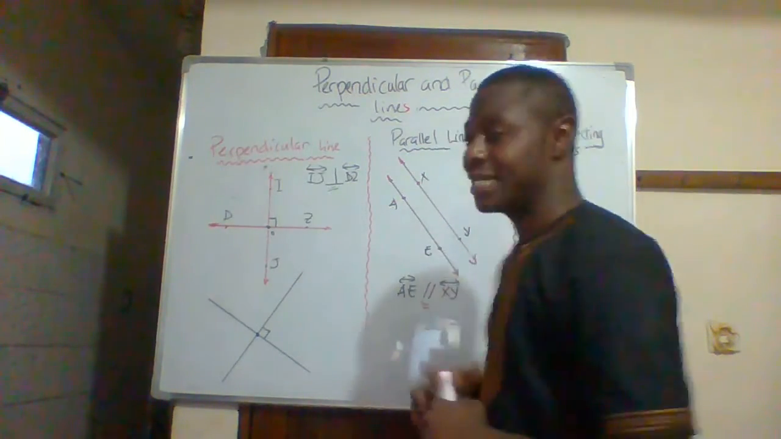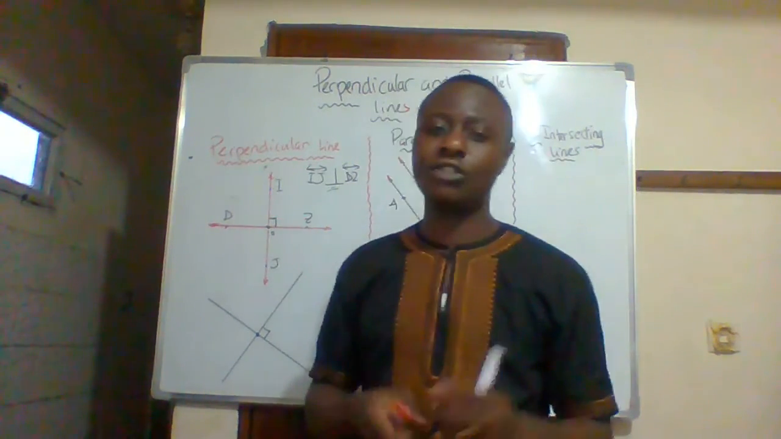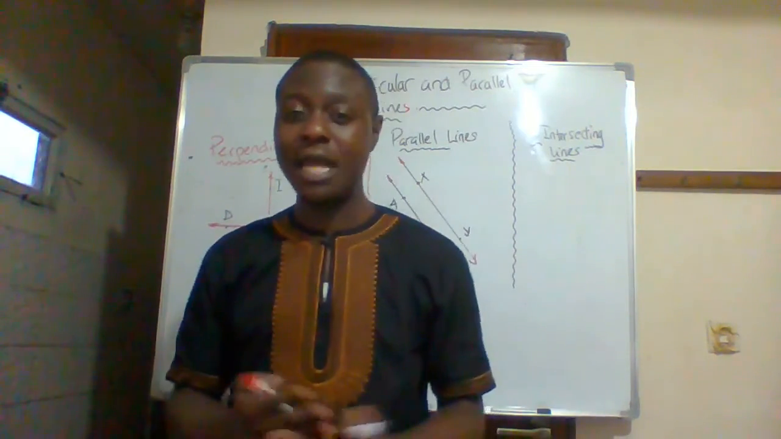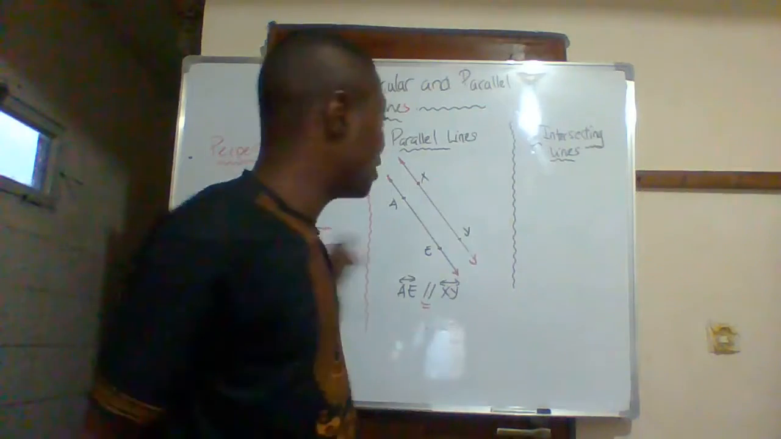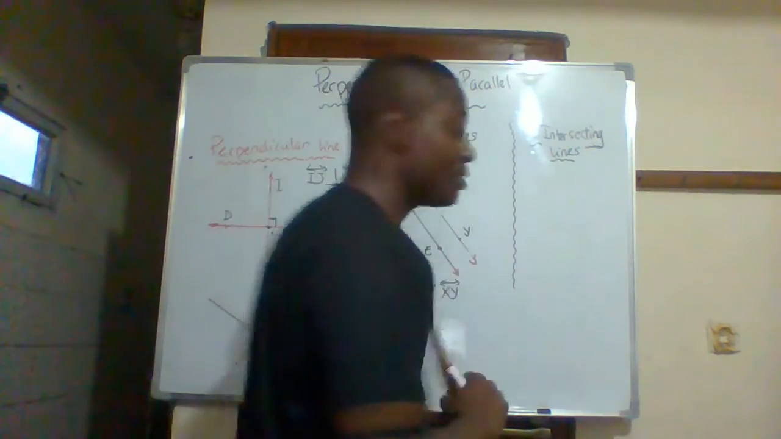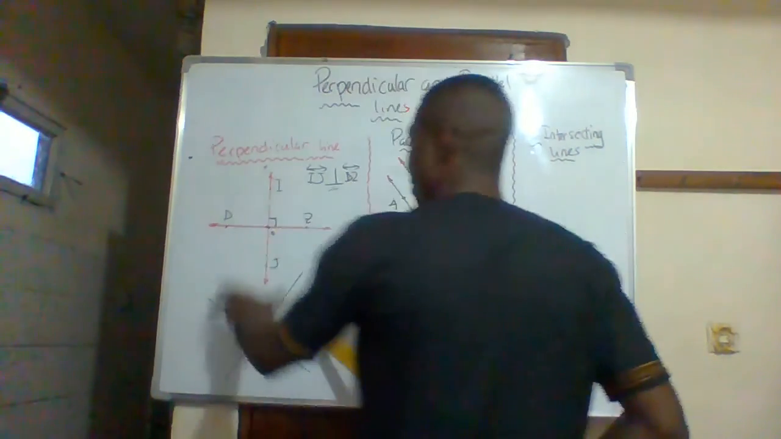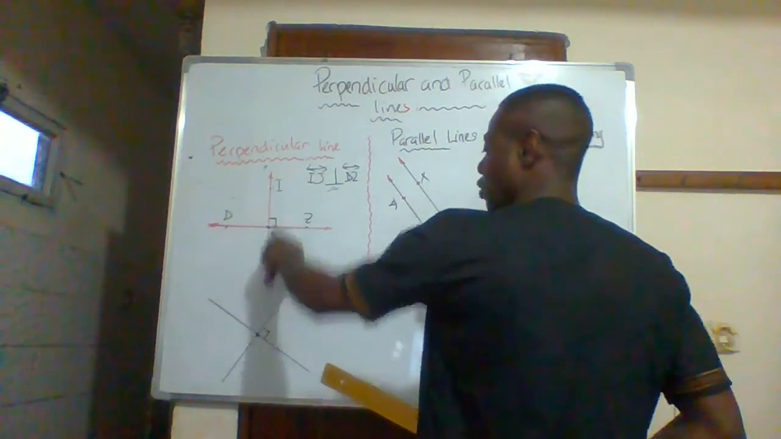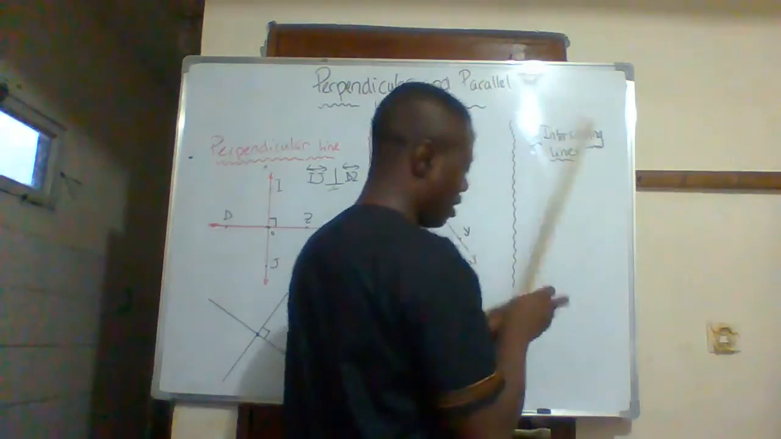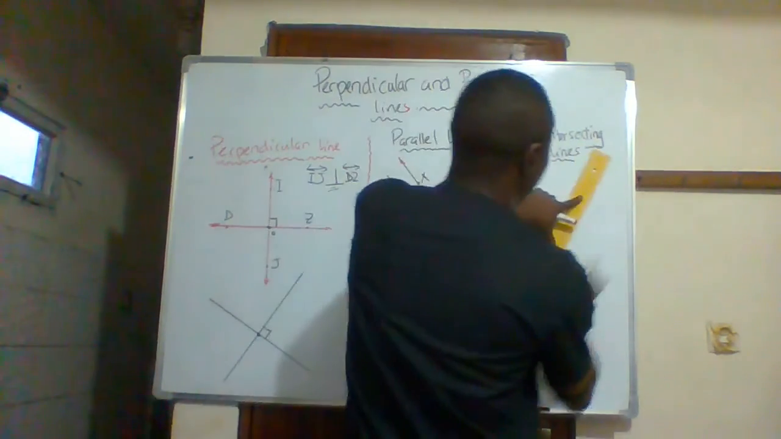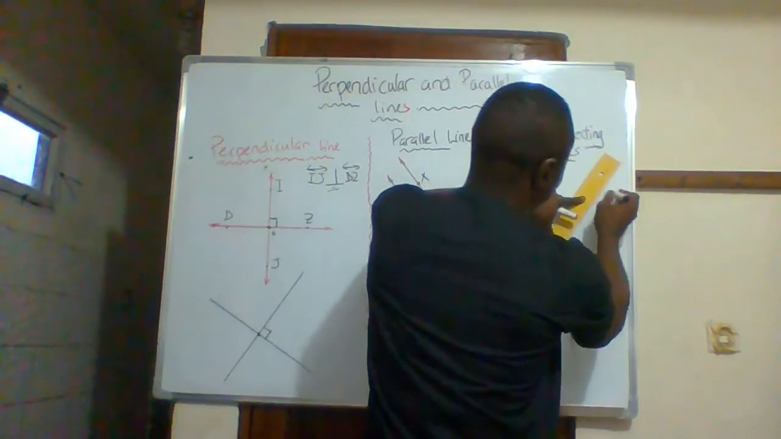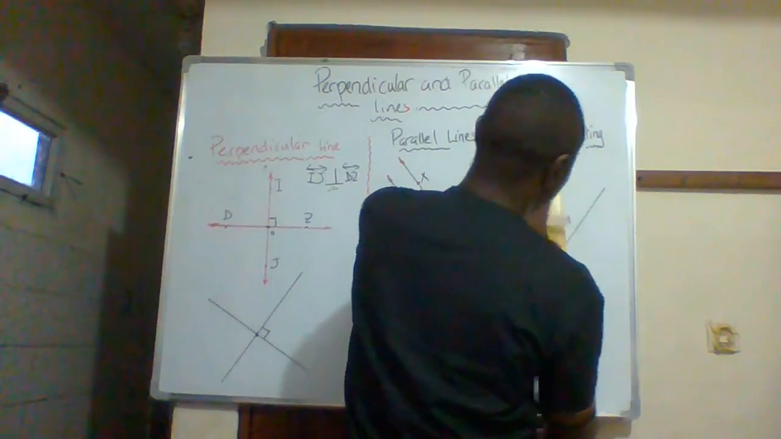Now, the intersecting lines. Intersecting lines are just two lines that intersect each other. They don't make square corners, but they intersect each other. Like here, they do intersect each other, but the difference with the perpendicular lines is that perpendicular lines do make a square corner. I'll give an example of two intersecting lines. We have a line like this, and another line like this.